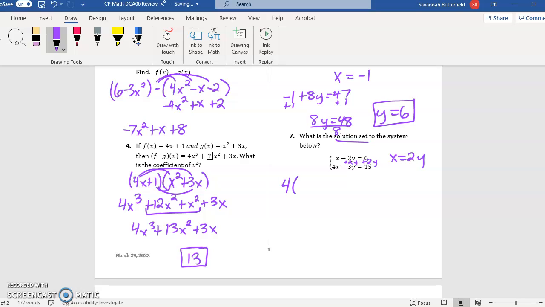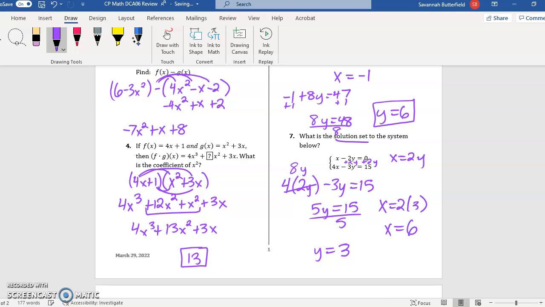So 4 times 2y now, minus 3y, equals 15. 4 times 2y gets you 8y. 8y minus 3y is 5y, equals 15. Divided by 5, we get y is equal to 3. And so then, for x, we get x is equal to 2 times 3. And so we get x equals 6. So your solution set, we would write it as an ordered pair, 6, 3.